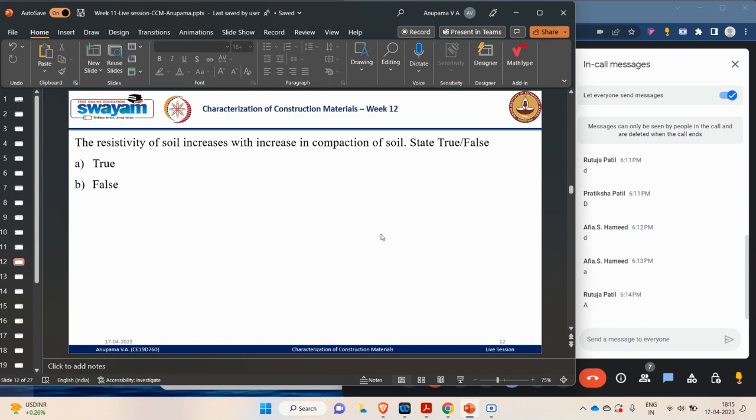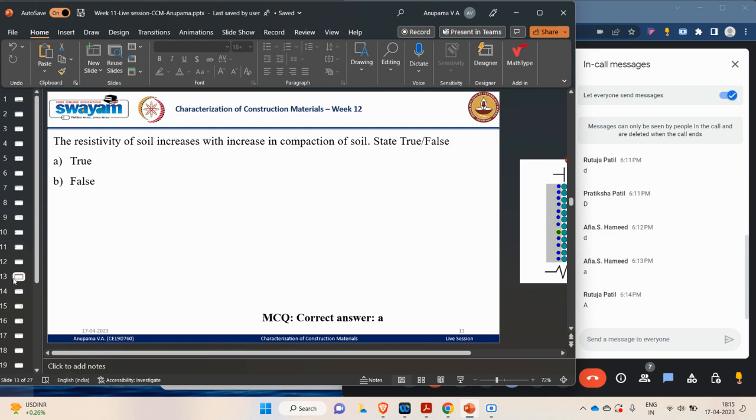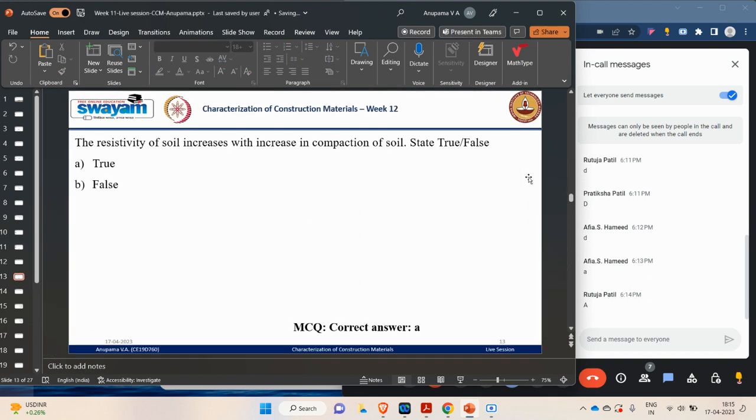Okay, Rituja also. Let's move to the correct answer. The correct answer is A. Why? Because when we keep on compacting the soil, the pore connectivity decreases, as a result of which the pore solution, or whatever foreign ions it has, cannot move freely through the pores. So as a result, the resistivity of the soil by default increases. So the correct answer is true.